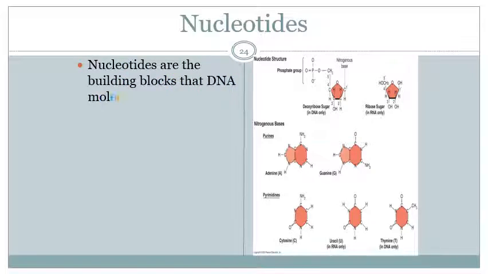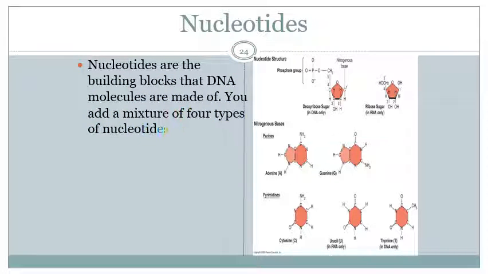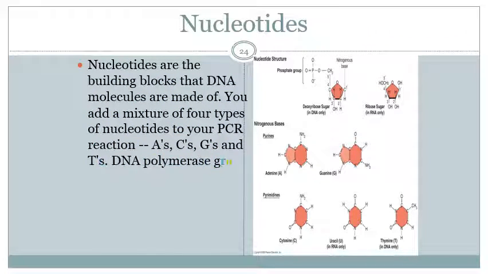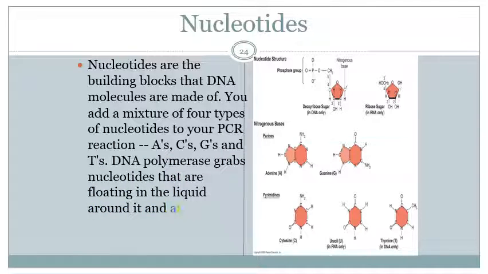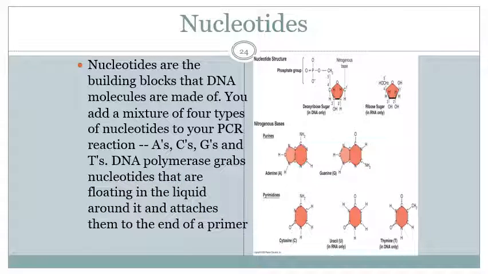Nucleotides are the building blocks of DNA, what the molecules are made of. You add a mixture of four types of nucleotides to your PCR. You know that there are four types of nucleotides, in the form of purines and pyrimidines. These are adenine, guanine, cytosine, uracil, and thymine.